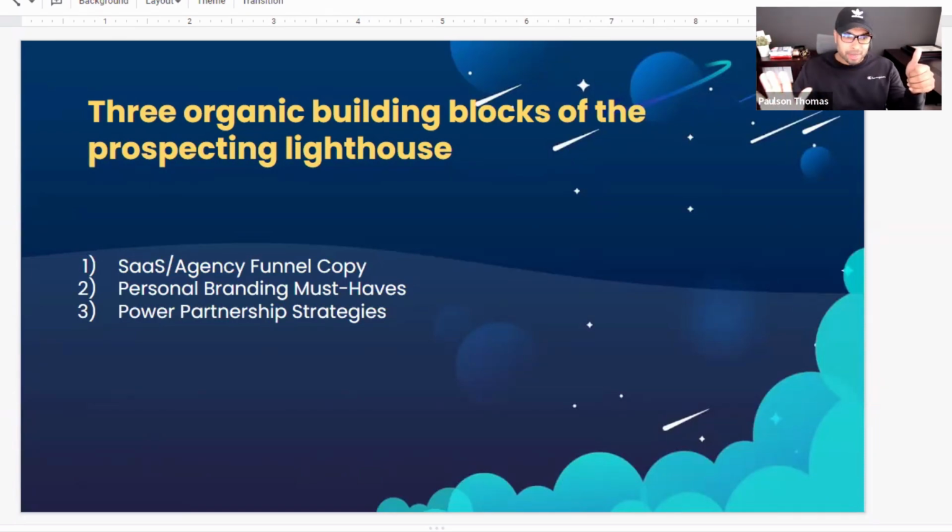Whether you do an agency by itself and you're not doing SaaS, it's fine. You need to have a centralized place where people can reply to your cold email and go there if they want to, or look you up and they have the right information. Okay? So 3 building blocks. First thing is the SaaS agency funnel, right?